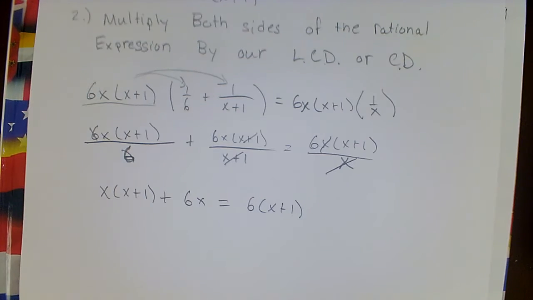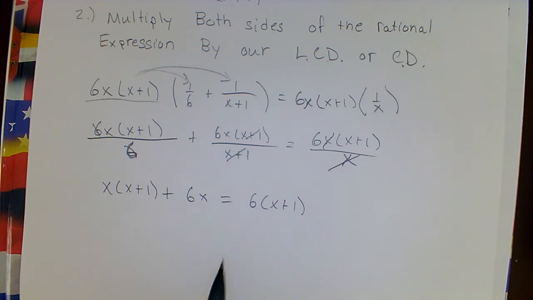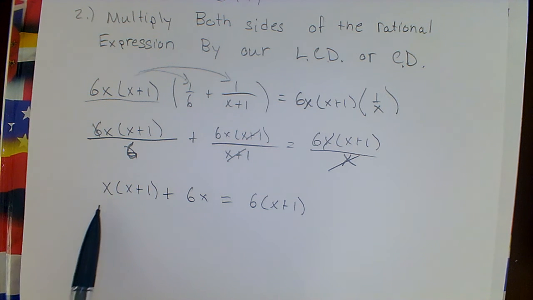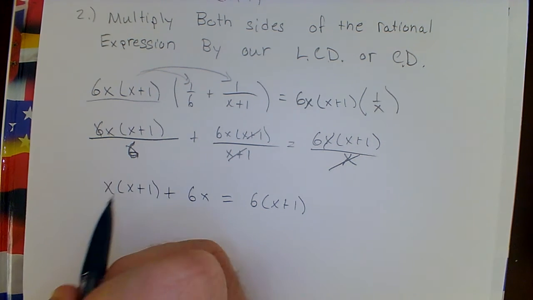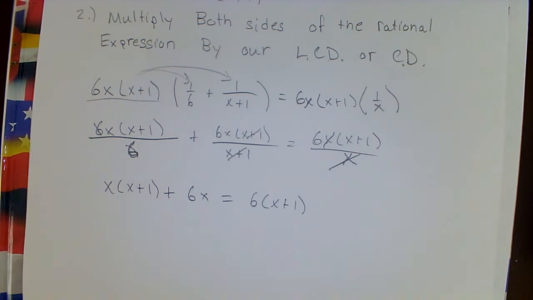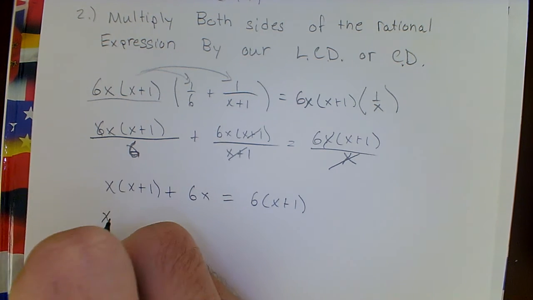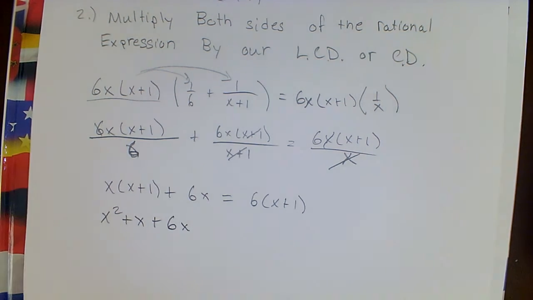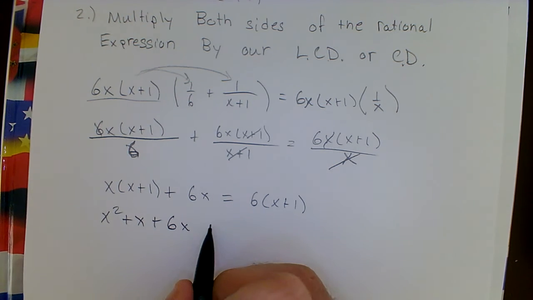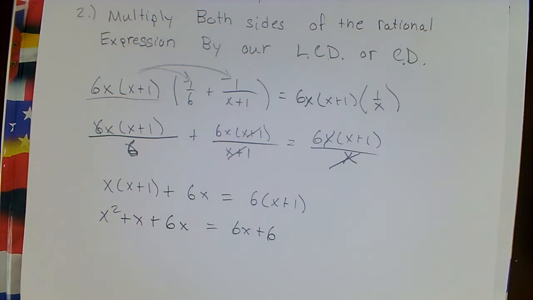So now we've taken that rational expression we started with and converted it into something we know how to work with. This is eventually just going to be a quadratic equation, right? So we can factor this, not factoring, factoring is the other way, but this is called distributing. So this is x squared plus x plus 6x. Okay, and then this is 6x plus 6.